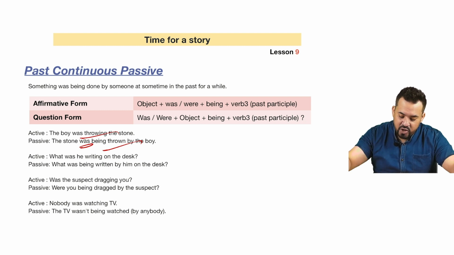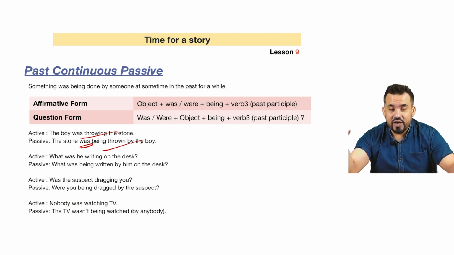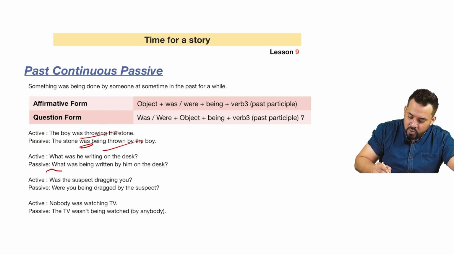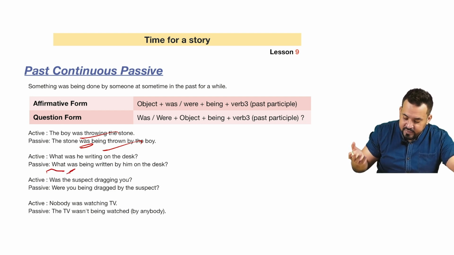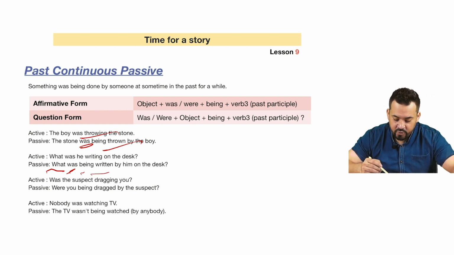What was he writing on the desk? Let's change it. What was being written on the desk? Was, because it's single. Being, to replace the ing. Written is the past participle form of the verb.